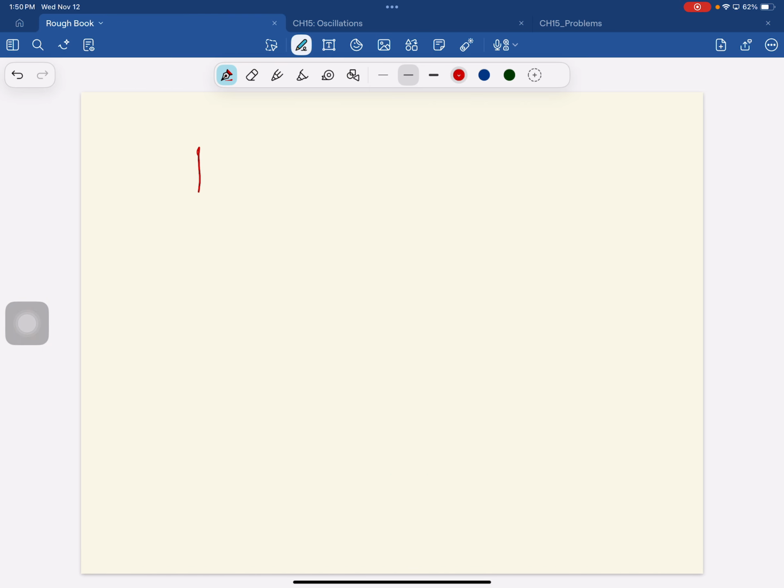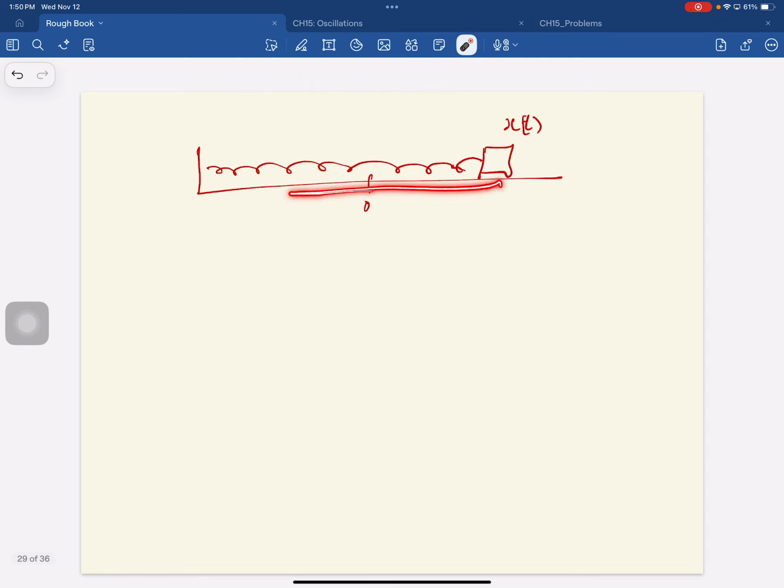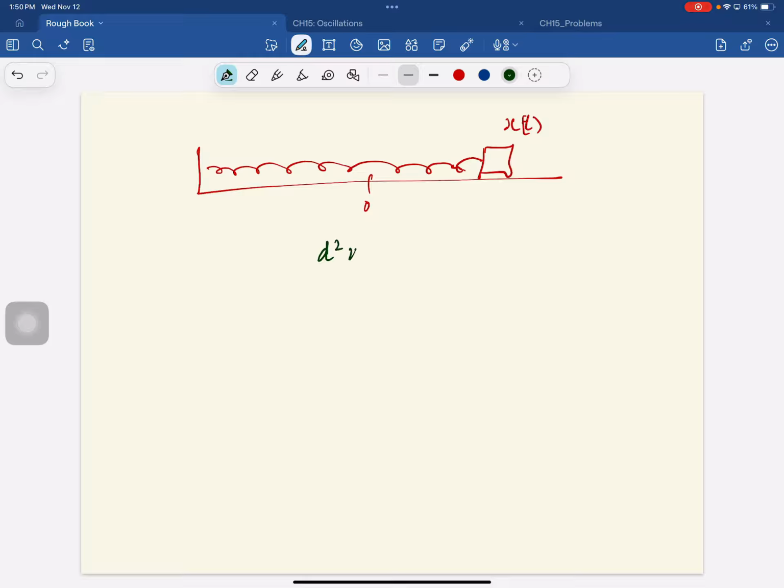Okay, so what we did so far was a mass attached to a spring, an oscillator, and we considered the case where there was no friction between the mass and the surface. So for the frictionless surface system, this equation describes the system.